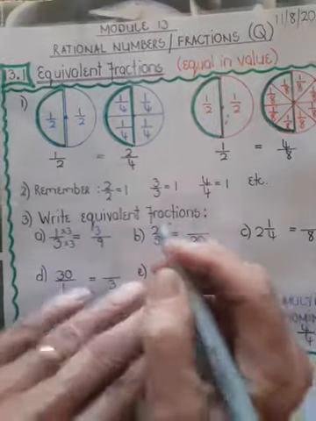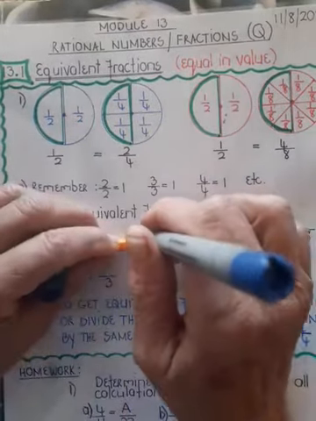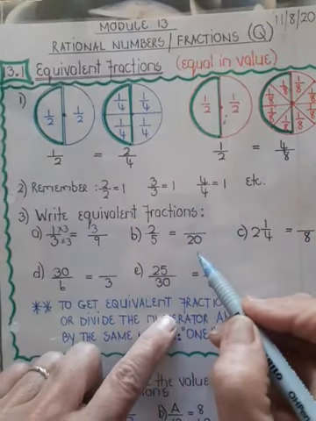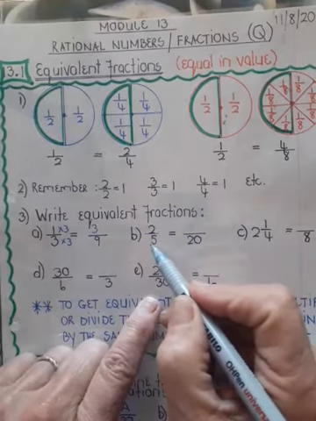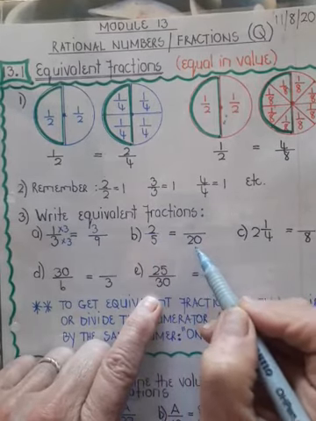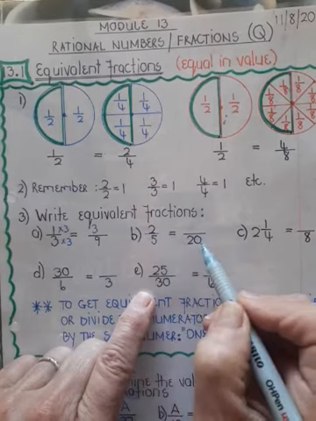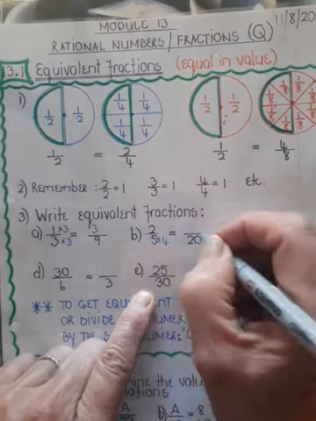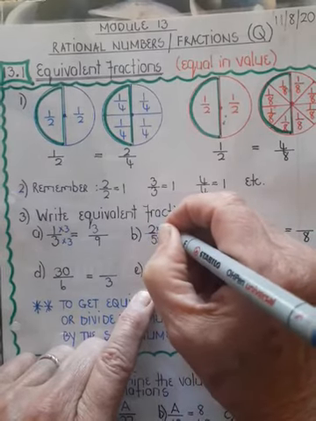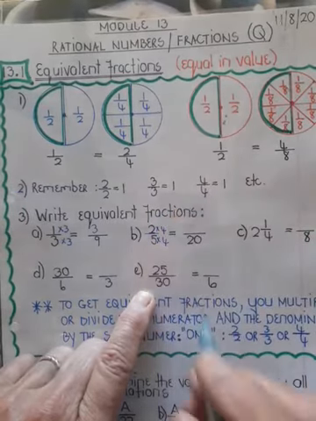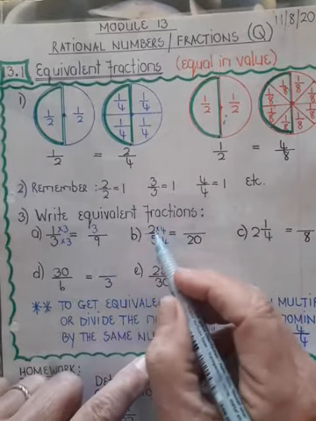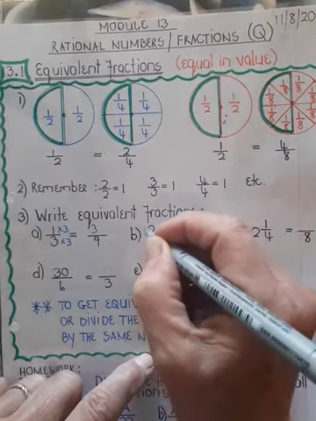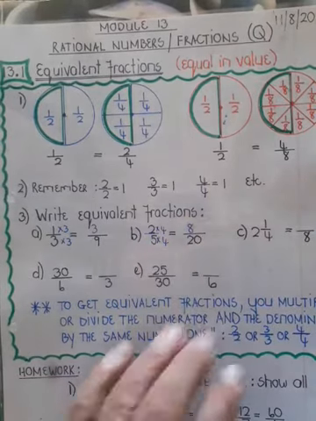Let's do this one. 2 on 5. This fraction is the same as how many on 20? I must multiply the top and the bottom with the same number. 5 must change to 20. If I multiply this with 4, it gets 20. But then I must do exactly the same with the top part of the fraction, the numerator. 2 times 4 gives me 8. 8 on 20 is exactly the same as 2/5.